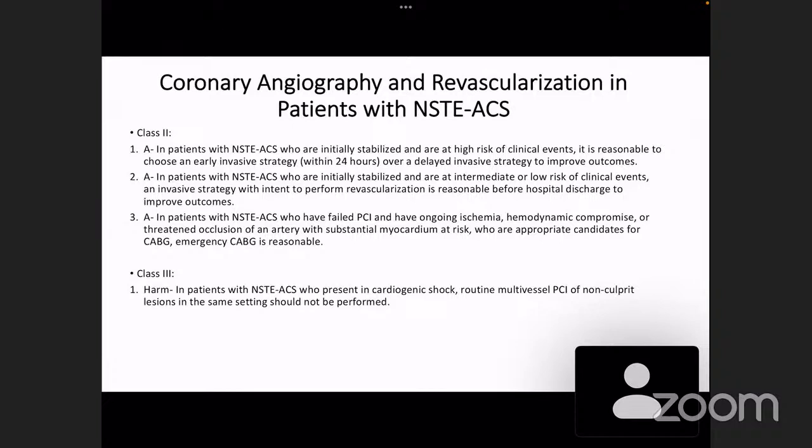Also, in the same patients who have failed PCI and have ongoing ischemia, hemodynamic compromise, or threatened occlusion of the artery with substantial myocardium at risk, emergency CABG is reasonable in those who are appropriate candidates for CABG. For class 3 harm: in the same patients who present with cardiogenic shock, routine multivessel PCI of a non-culprit lesion in the same setting should not be performed.